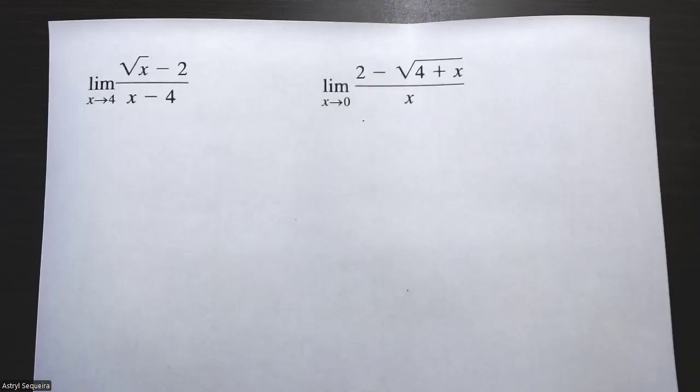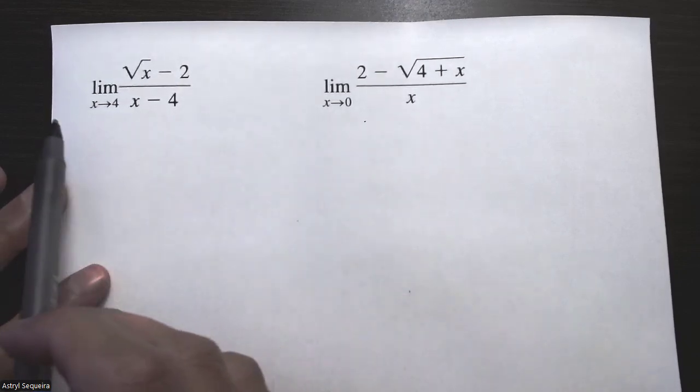All right, in this video, we are going to evaluate these limits in these questions over here. And we're going to see a similar process in all of them. It's going to involve rationalizing the square roots, basically. So let's take a look at the first question.